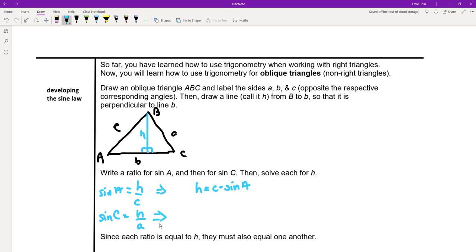Now, what does that mean? Doing a little bit of algebra, we can isolate H, just like we did earlier. H is equal to a times sine C. Hopefully you would agree that it's the same height for both these expressions. So if this is the same H as this, I can make c sine A and a sine C equal to each other. That means c sine A must equal a sine capital C. Now that's going to be kind of useful.